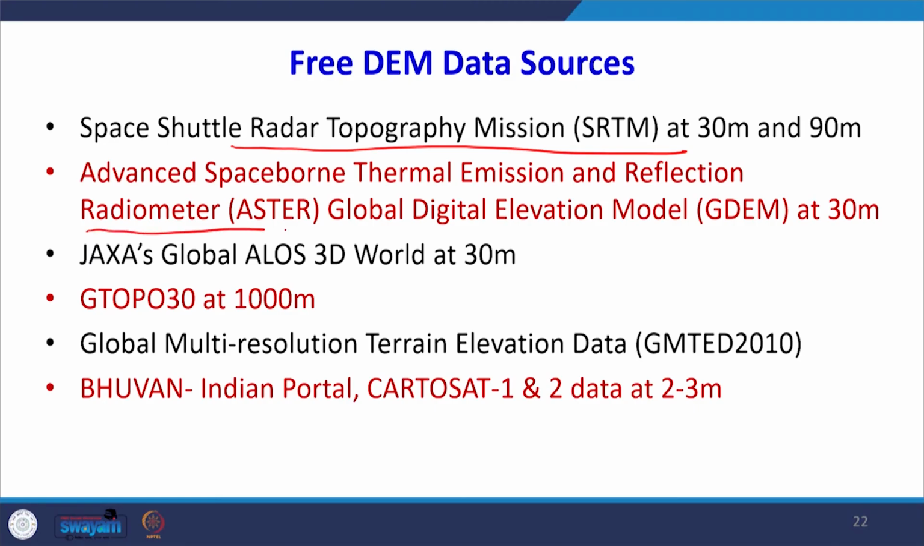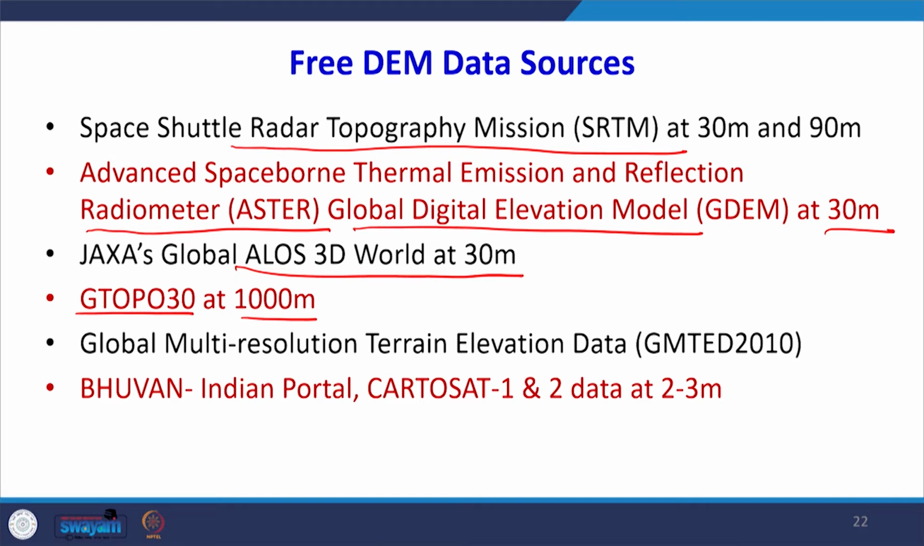Another one is ASTER, which stands for Advanced Spaceborne Thermal Emission and Reflection Radiometer, and here also you have the data for the entire globe. You have the global digital elevation data at 30-meter resolution. The third site is JAXA's Global ALOS 3D World at 30 meters. You can go to the JAXA site and download the data. The fourth one is GTOPO30, but this is a slightly crude resolution of 1 kilometer. So, a large area and few points you will see in this GTOPO30.